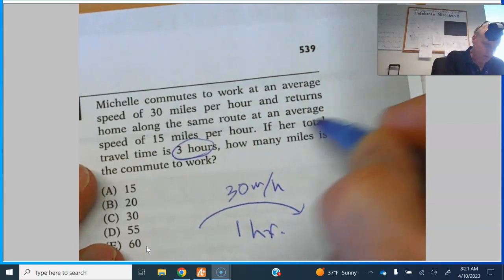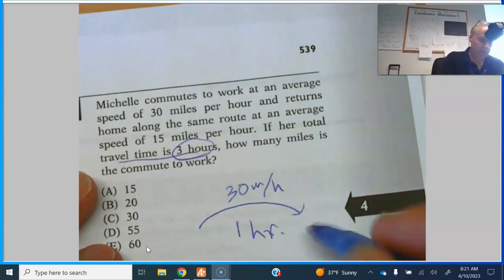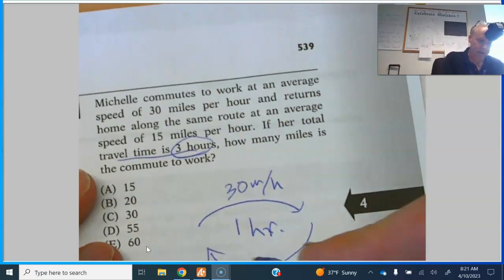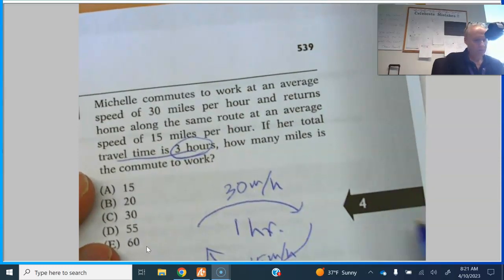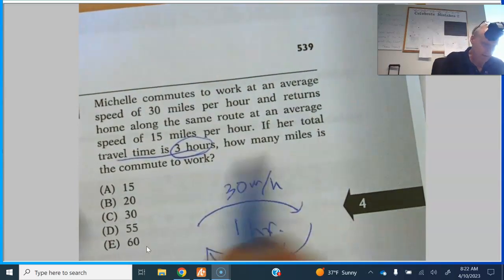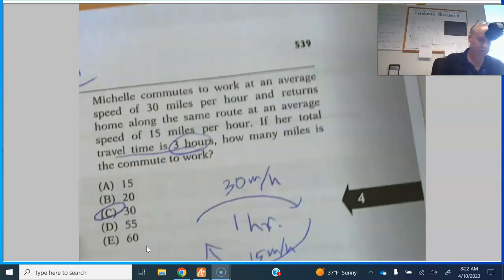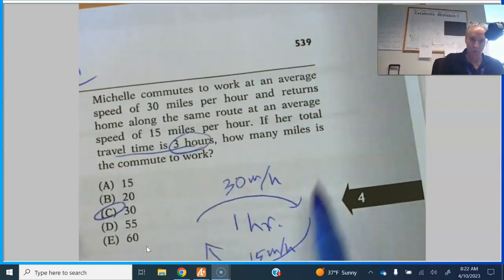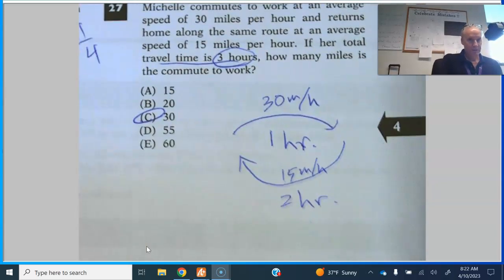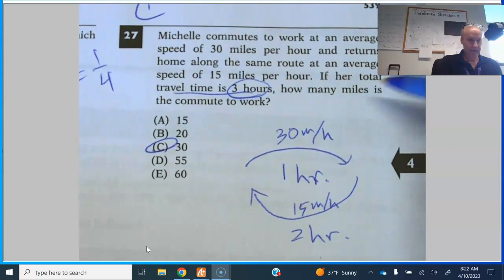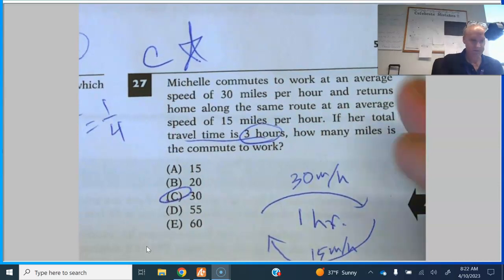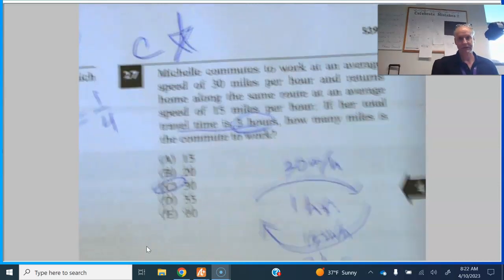And it says that her total travel time is 3 hours. So she's going to spend twice as long coming back. She's going to spend the 2 hours coming back at 15 miles per hour. Really tricky question. This is 30 miles and this is 30 miles. How many miles is her commute to work? Well, it's 30 miles, because she spends 30 miles per hour for 1 hour, 15 miles per hour for 2 hours. This is one of those where it's really helpful to know a little bit about how rates work, because setting this up in the algebra is going to mess you up.